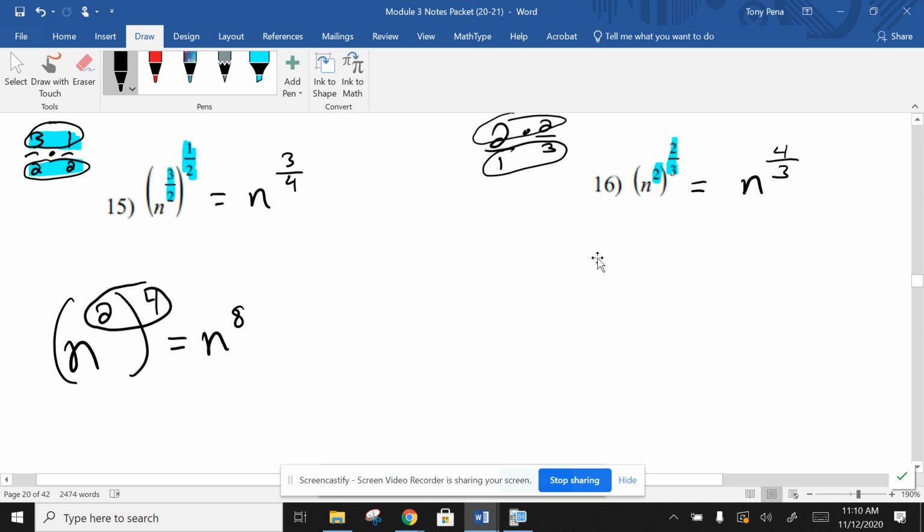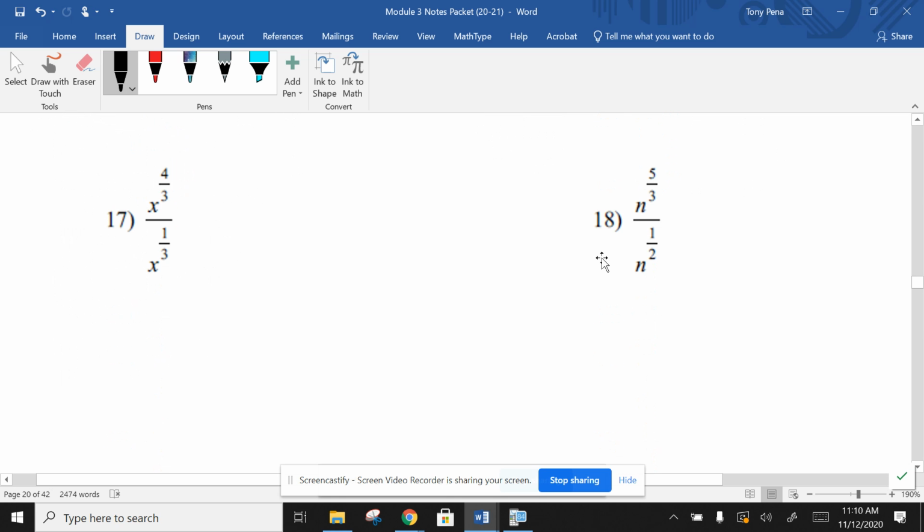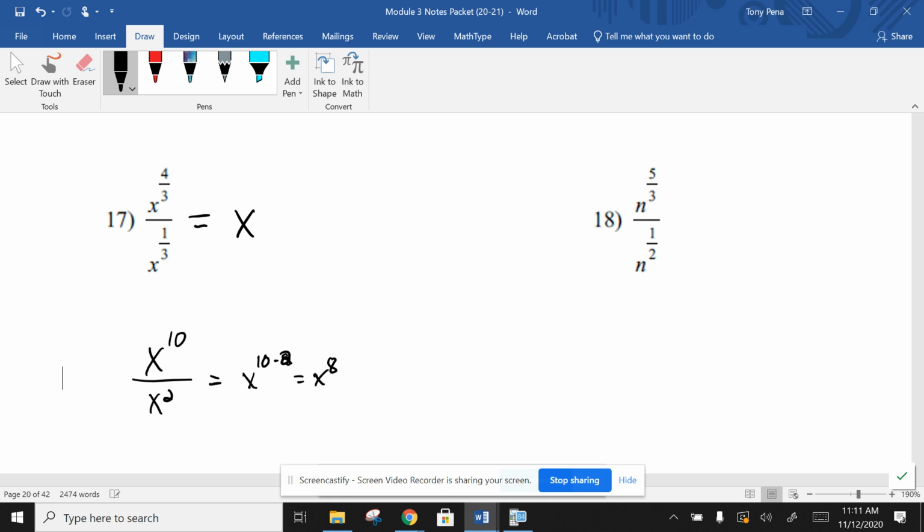Then our last exponent rule was when we were dividing like terms. So think back to when I would give you a problem like x to the 10th divided by x squared. When we did x to the 10th divided by x squared, we actually subtracted the exponents. So 10 minus 2 to get x to the 8th. So when we divide like terms, the exponents get subtracted. So what that would look like in this one, I'm going to get my x, but then I have to do the 4/3 and subtract the 1/3.